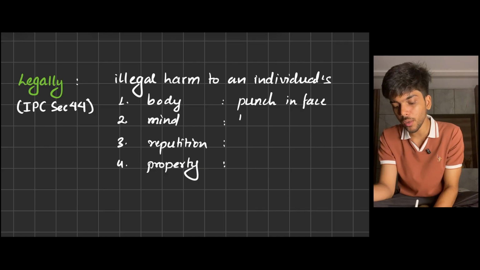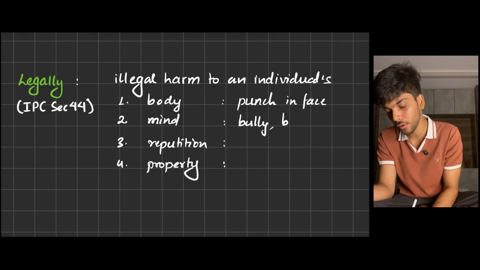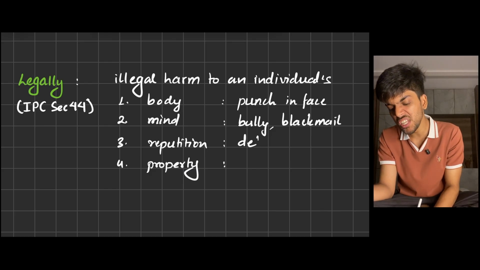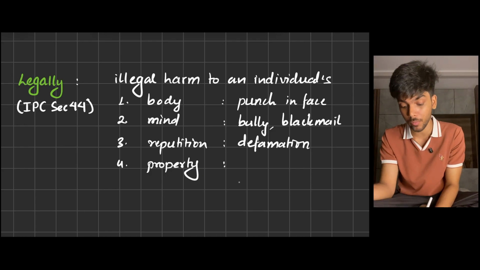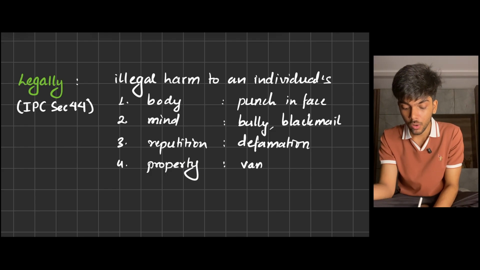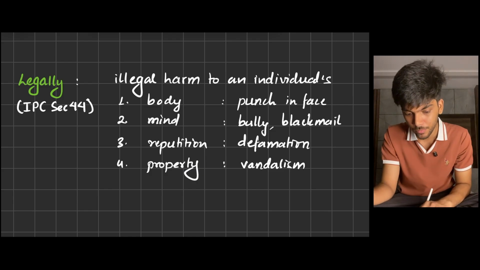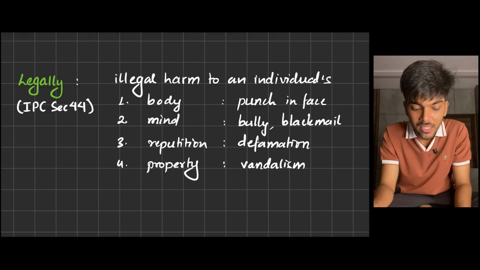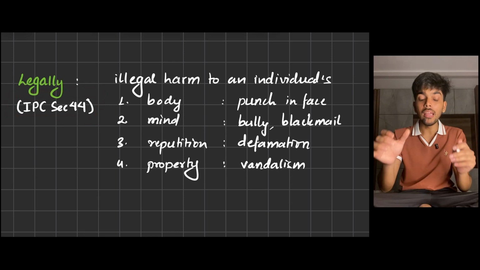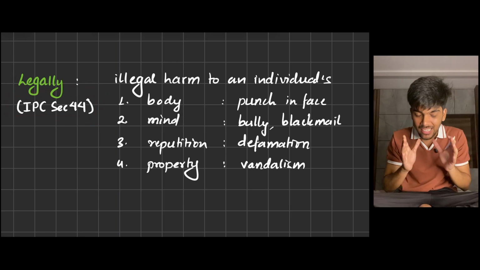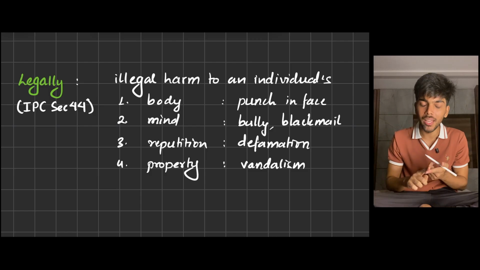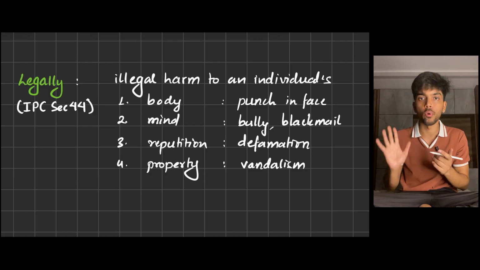If you bully someone or blackmail someone, you are harming the mind of that person. Or you defame someone, an act of defamation results in harming the reputation of that person. Or if you destroy someone's car, an act of vandalism ends up harming the property of the individual. So legally, as per IPC section 44, injury is an illegal harm to an individual's body, mind, reputation, or property.